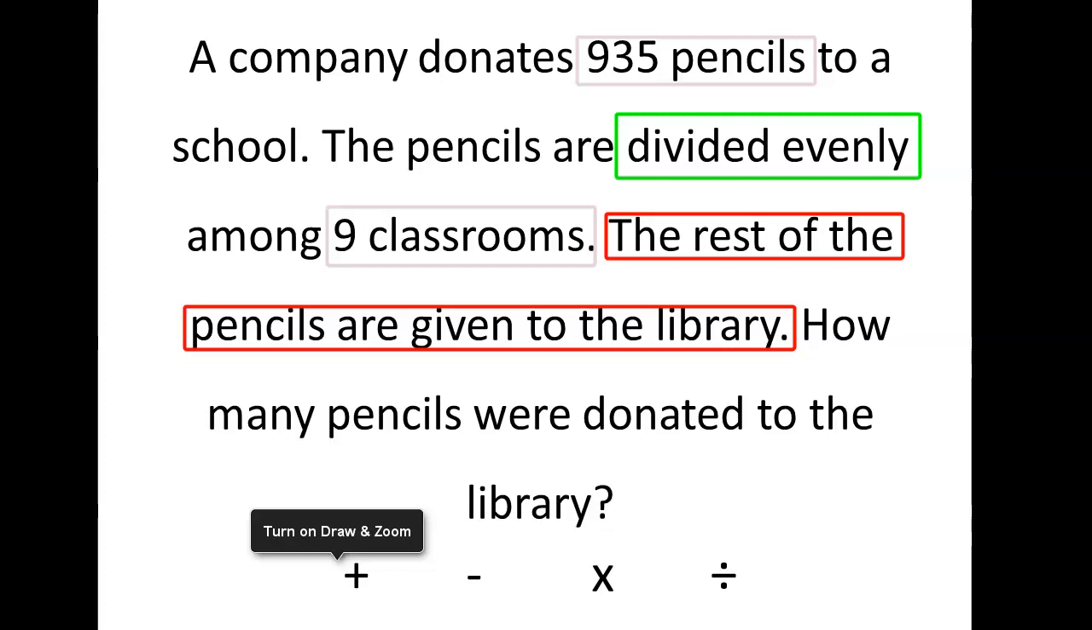And then that last part is our question. That helps us know exactly what it is that we are solving for. So how many pencils were donated to the library? So we're not really too concerned about how many pencils each of those classrooms get. We want to know more about how many pencils are going to go to the library.